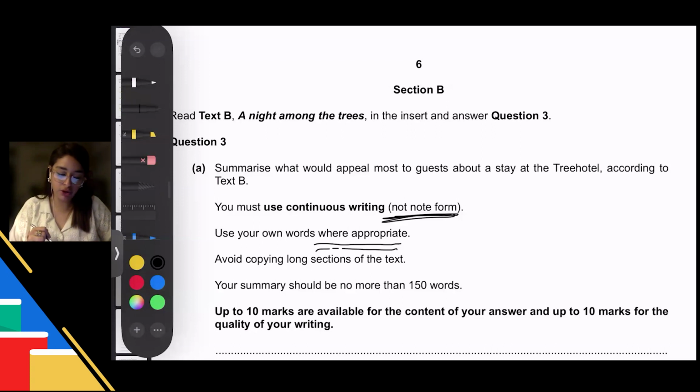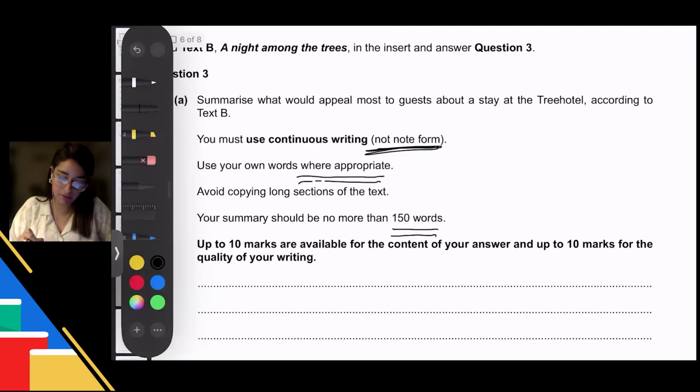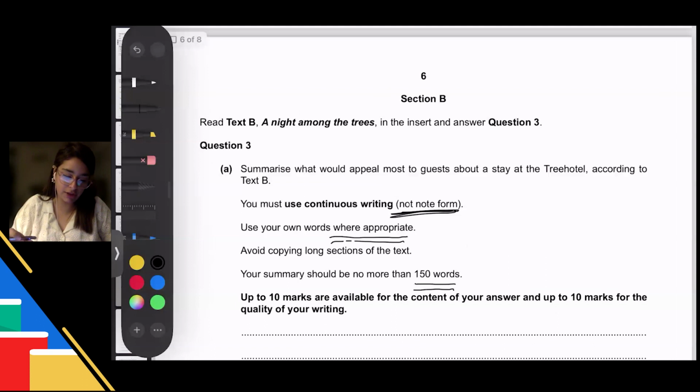Your summary should be no more than 150 words. All right. So make sure that the word limit is very, very serious. Do not exceed the word limit by any amount of words whatsoever. So do not exceed the word limit. Make sure that no matter what, you are sticking to the word limit. Up to 10 marks are available for the content of your answer and up to 10 marks for the quality of writing. So I'm going to quickly go through this passage, identify the content points.